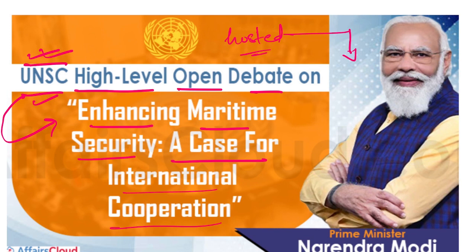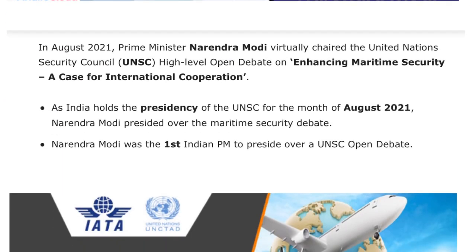Enhancing maritime security, a case for international cooperation. This can be the theme or agenda of the United Nations Security Council high level open debate that was hosted, or you can say chaired, you can hear hosted as well as chaired, by Prime Minister Narendra Modi.